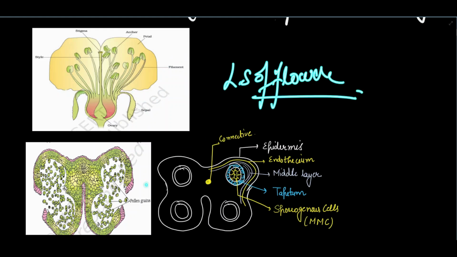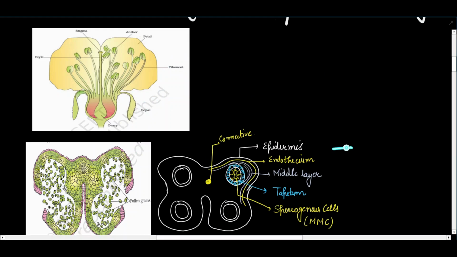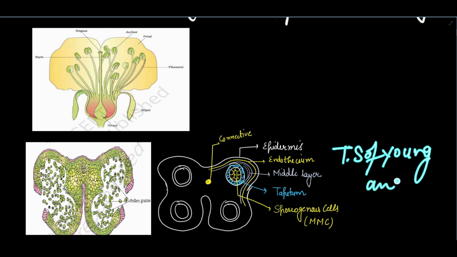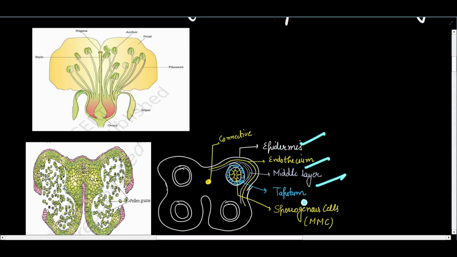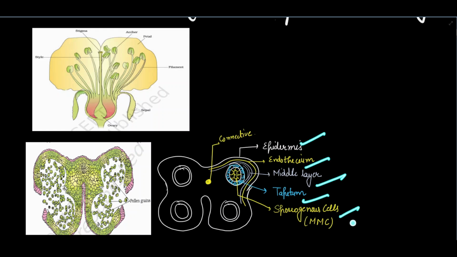The second structure of chapter number 1 is the TS of young anther. All the layers and the internal structure, and the function of each and every part, are important. Sometimes you also have the TS of mature anther. In the mature anther you have the pollen grains. So these two diagrams are also very important.